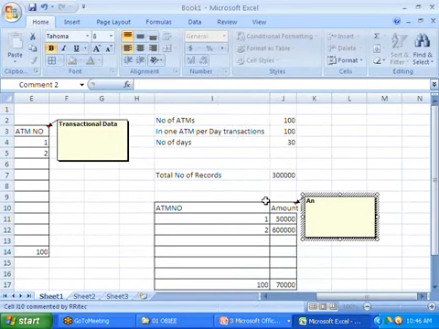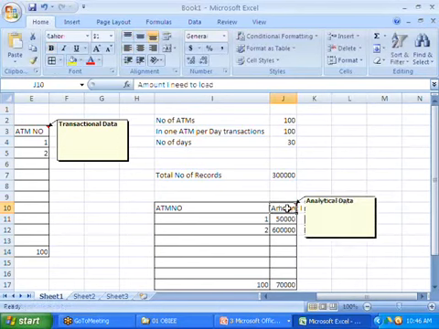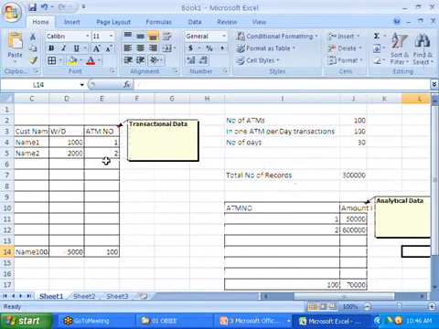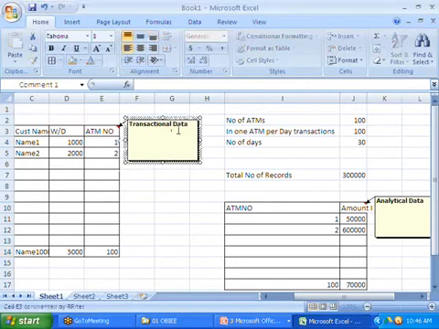Data which is useful to analyze your business is called what, sir? Analytical data. Any data which is useful to run your business is called what, sir? Transactional data. Am I clear? Transactional data, more properties people already know.